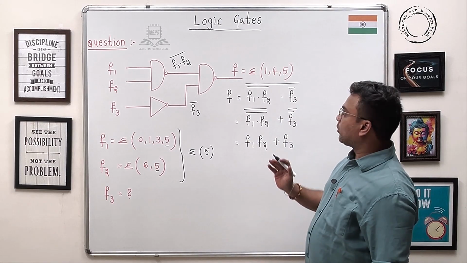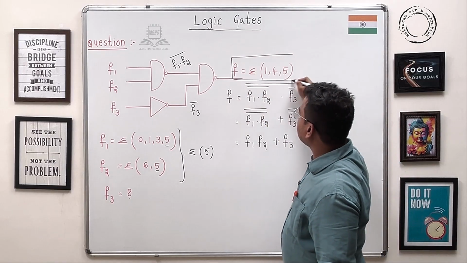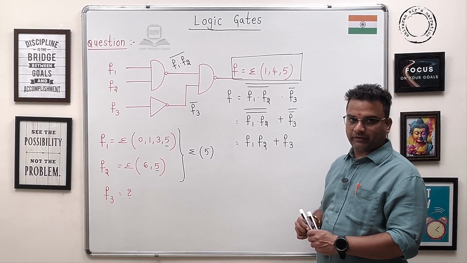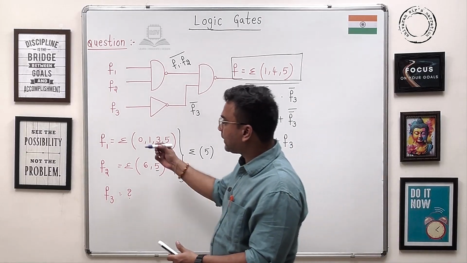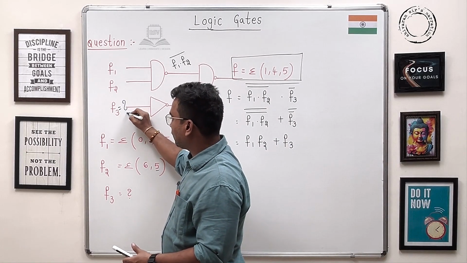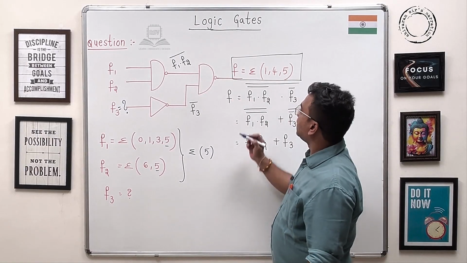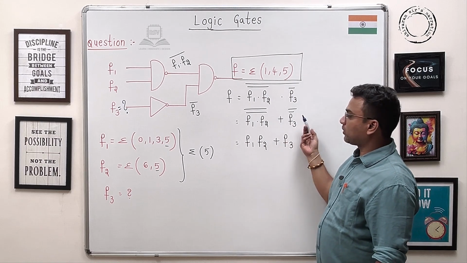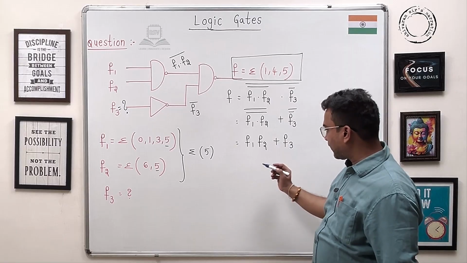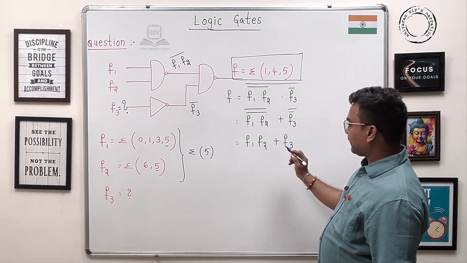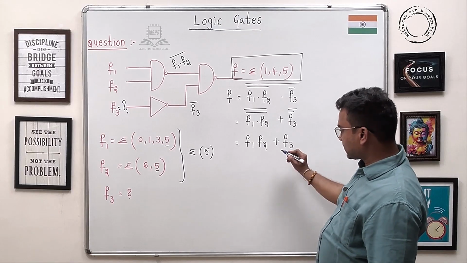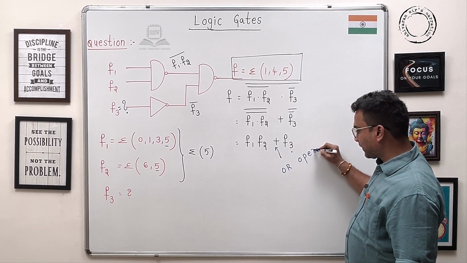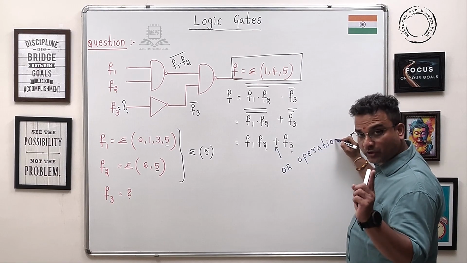Okay, and the output function is also given, that is F equals sigma of 1, 4, 5. Then what might be F3? Therefore we get the output expression in terms of minterms as 1, 4, 5. Guys, here we need to find this F3 now. Anyway we have 5. It is plus, meaning OR operation. If it is OR operation, we need to consider A union B.